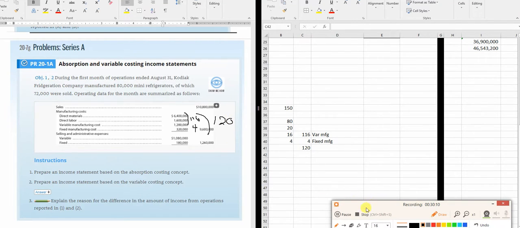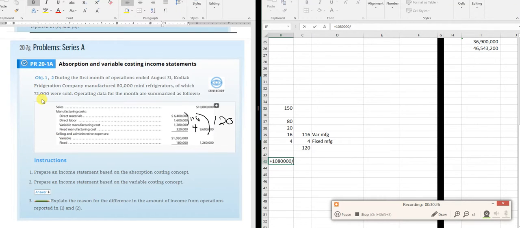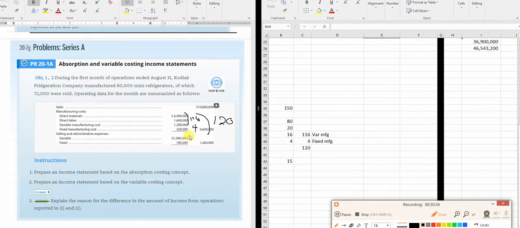For the variable selling and administrative, generally the totals are fine, but 10. And since these are selling and administrative, I need to divide them by the number sold. So that's 15, and fixed is fixed, so I don't need to do that. So you can write 15 here. You're going to find out you don't need it, but if it helps you out, make sure that you know that technically we tell it.